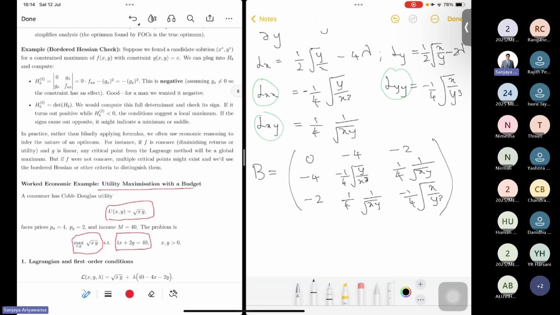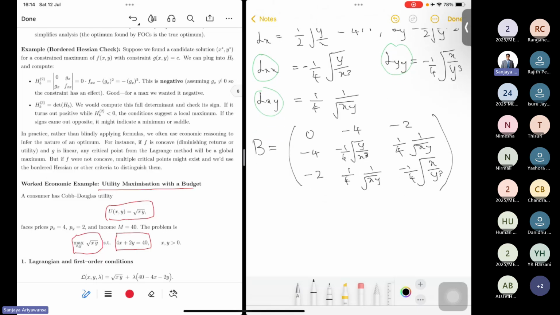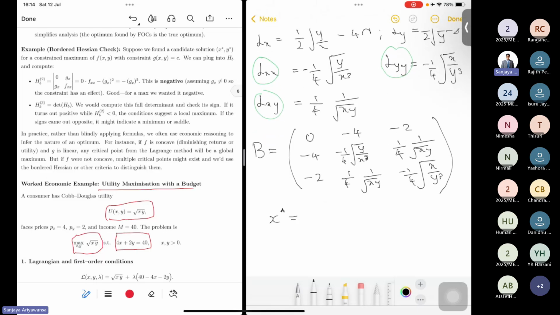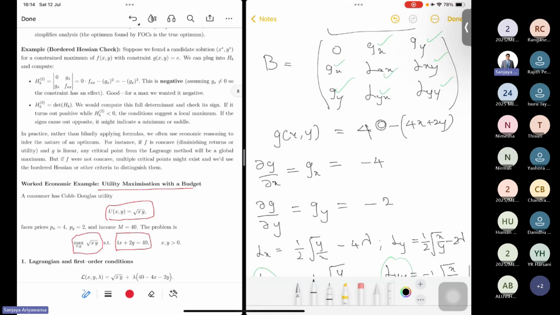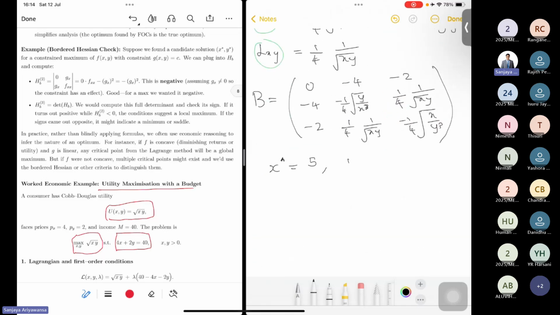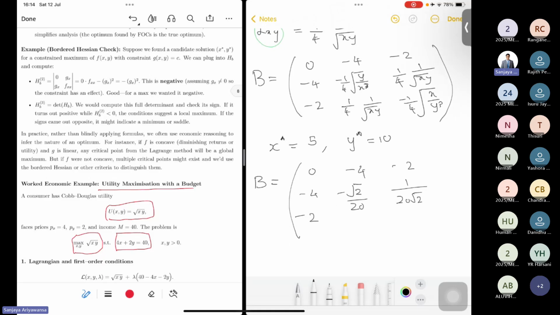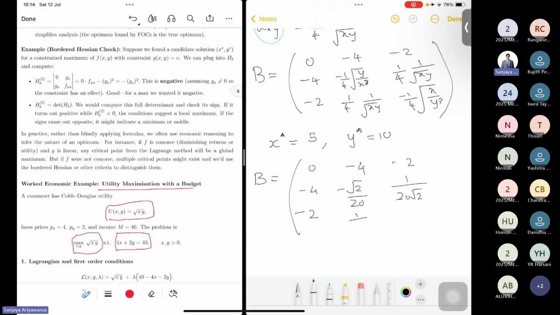Now, I know the values for my x and y. X was 5 and y was 10. So if I substitute these values of x and y into this bordered Hessian, I simply copy these two, and the components you would get would be root 2 over 20, this is minus 1 over 20 times root 2. Then the component over here would be 1 over 20 times root 2 and minus 1 over 40 times root 2.